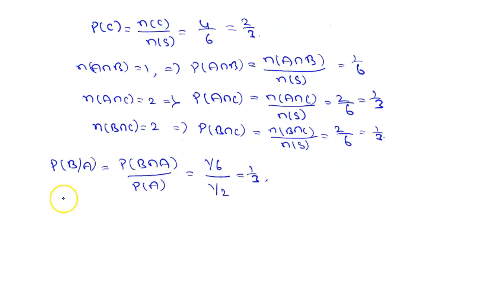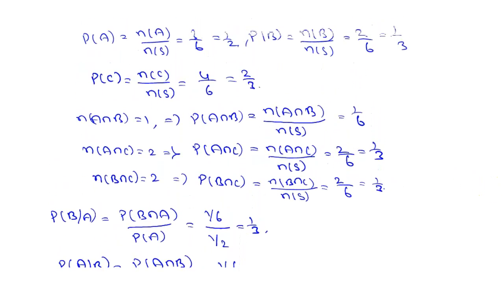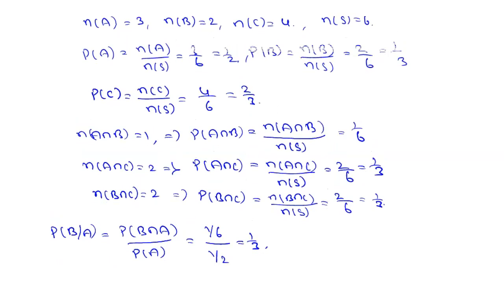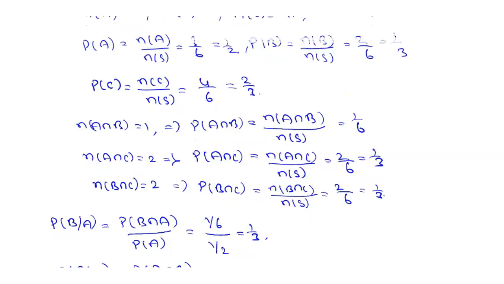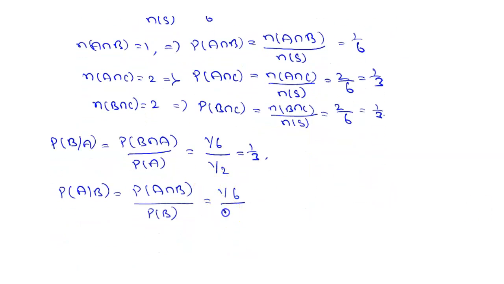Next, one more bit I will show. P of A given B is equal to the same, P of A intersection B by P of B. P of A intersection B is nothing but 1 by 6, divided by P of B, which is 1 by 3. So that is equal to 1 by 2.